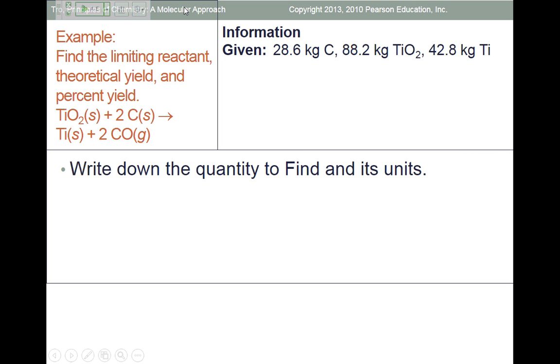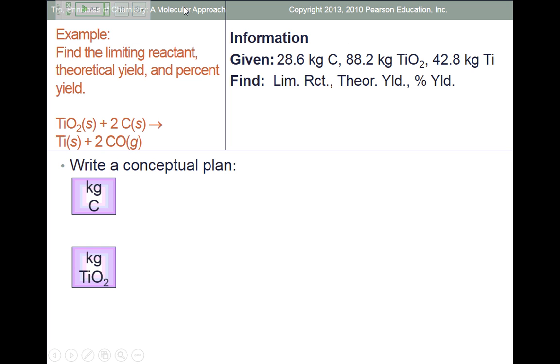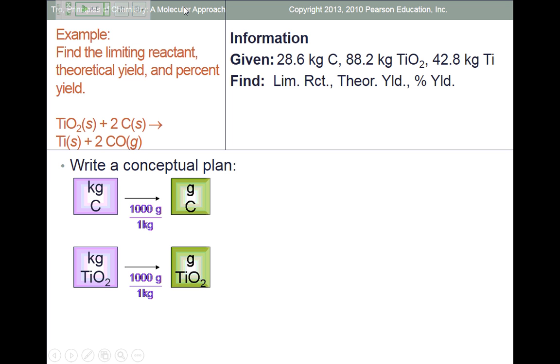So first off, we're given grams, but to do our conversion, we need to convert that to moles. There's a couple of things that we need to do. First, we need to convert our kilograms to grams, because our molar mass on our periodic table is in grams per mole. So we need to relate that. So we need to convert that to grams.